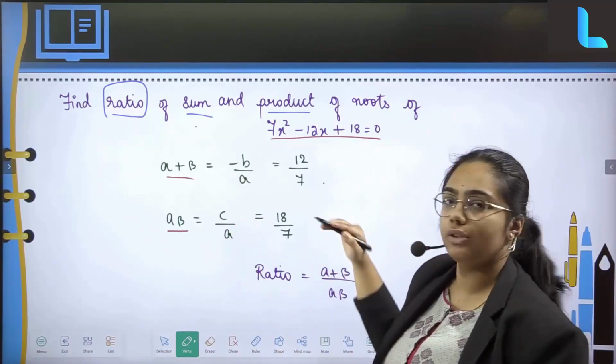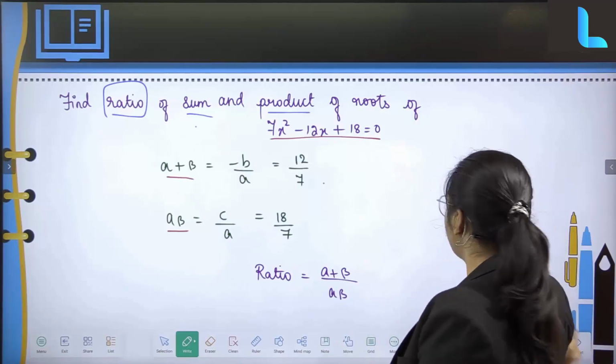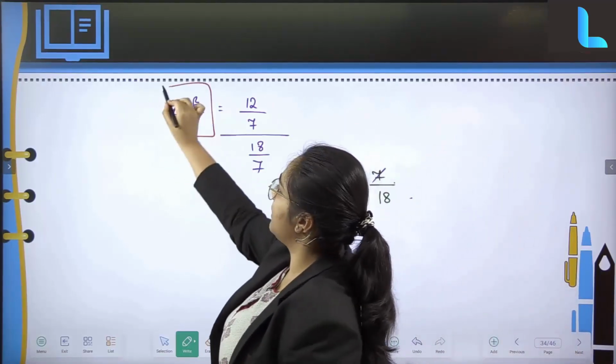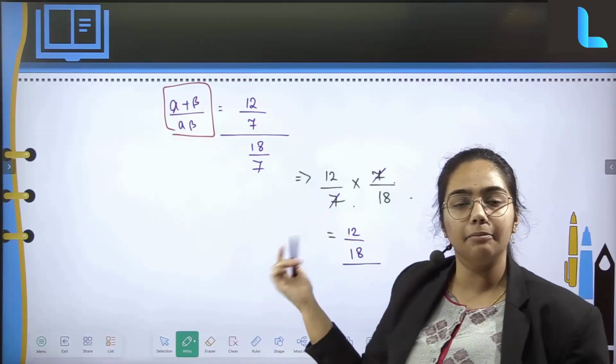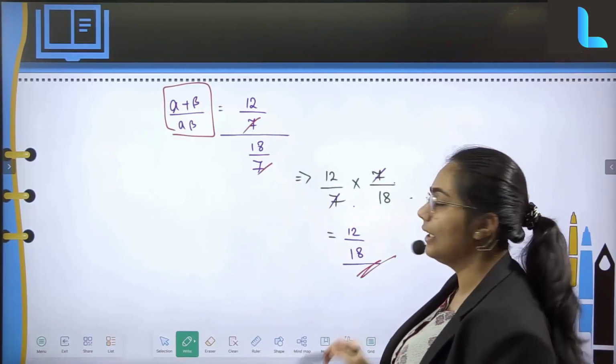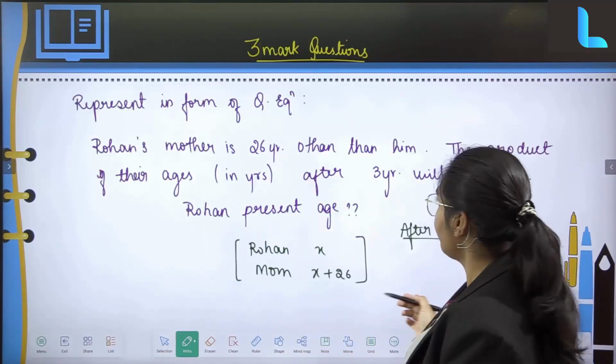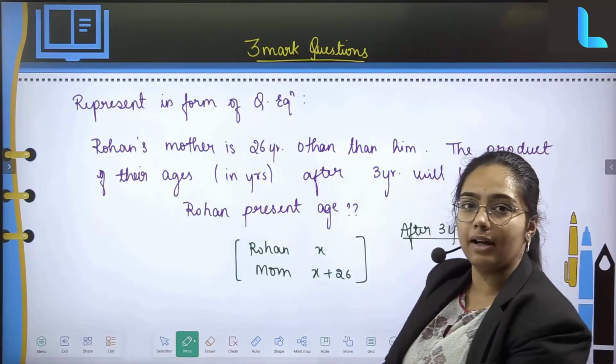So from the equation, just find out the value of a, b, c. When you solve for it, you have to find out the ratio of a plus b divided by ab, that is sum divided by product. So 7 and 7 get cancelled. So finally your answer would be 12 upon 18. Clear? Next question is going to be 3 marker.